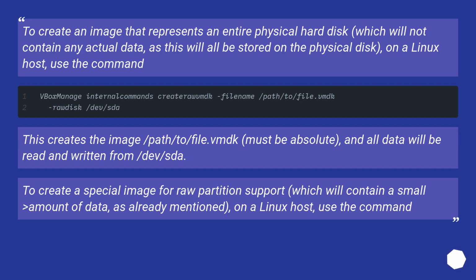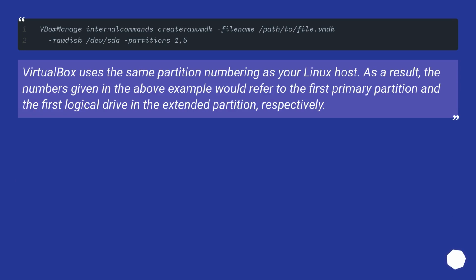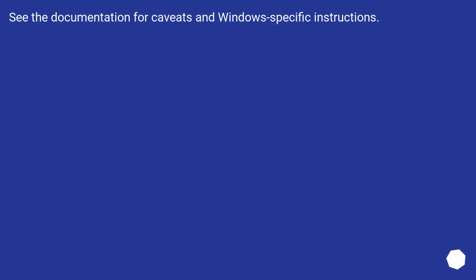To create a special image for raw partition support, which will contain a small amount of data, as already mentioned, on a Linux host, use the command. VirtualBox uses the same partition numbering as your Linux host. As a result, the numbers given in the above example would refer to the first primary partition and the first logical drive in the extended partition, respectively. See the documentation for caveats and Windows-specific instructions.